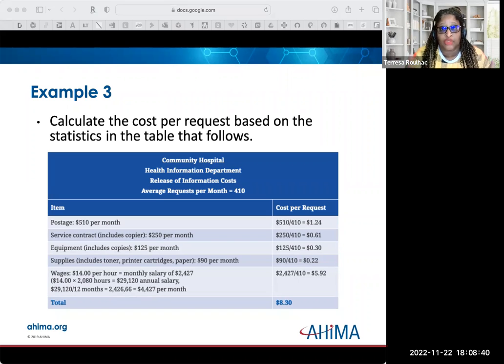Now, keep in mind, you still had to figure out what each per unit was. And you do that by taking the amount. For example, we'll start with the first one. Postage was 510. You see, I did the examples here. And I divided that by the average per month, which was 410. And that's how I got the cost per request for each one. And then you simply add those up to get the total cost, which was $8.30. Not too bad yet, right?